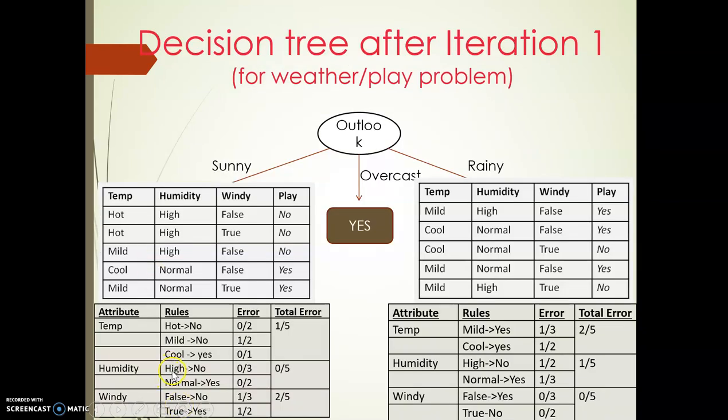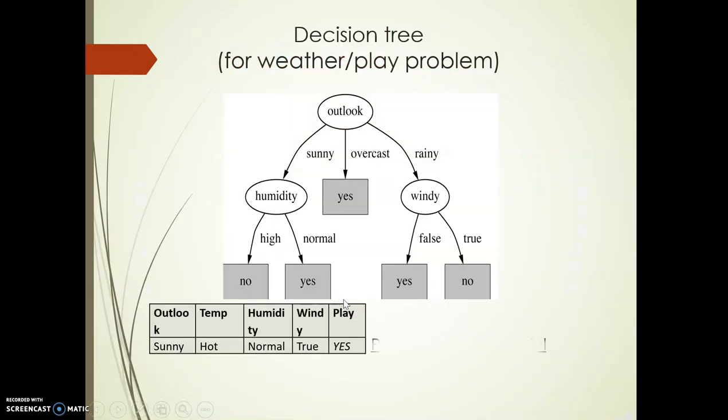For example, for humidity, if the humidity is high, the decision is no, and if the humidity is normal, the decision is yes. And similarly here for windy, if the value is false, the decision is yes, and if the value is true, the decision is no. So that is the end. That has been written here. So this is the final decision tree that is constructed with the previous data set and the decisions that had been given. Now with this decision tree we have constructed, we can see what result we will get with the new input data here.